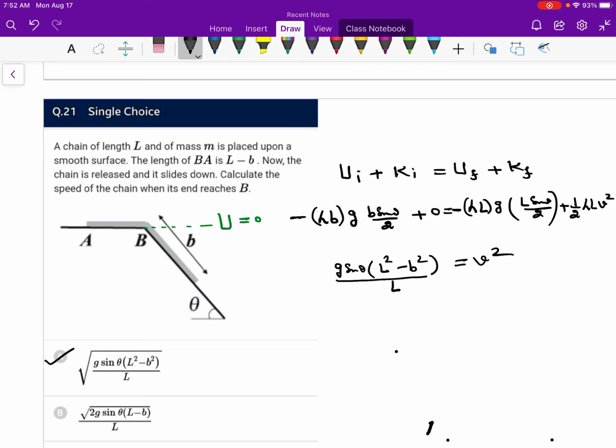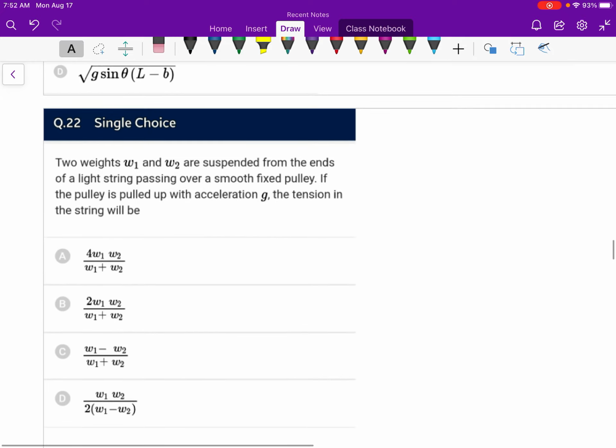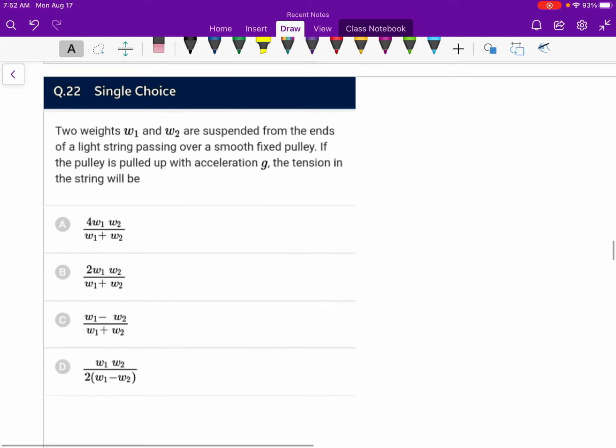Guys, acceleration is not constant in this case. Acceleration is varying as the length of the chain on the inclined plane is varying. So the driving force mg sine theta is continuously varying, so acceleration is varying. So we cannot apply equations of motion to solve this problem. Either we need to integrate using the variable acceleration, or we should go by energy conservation. So A is the correct option.